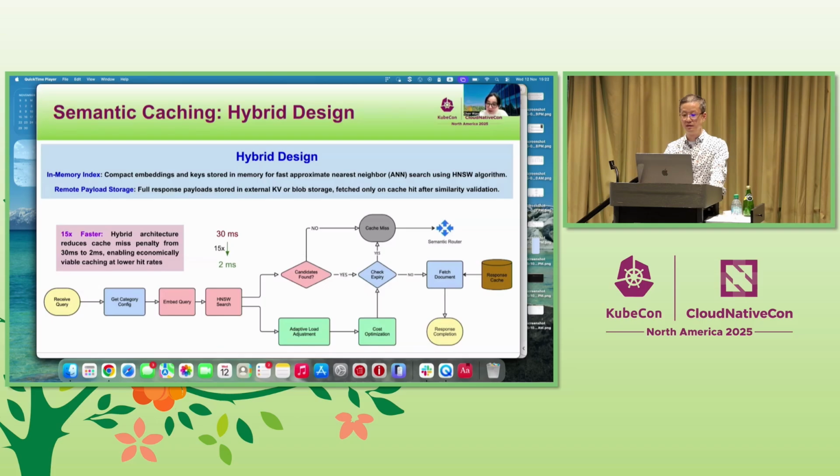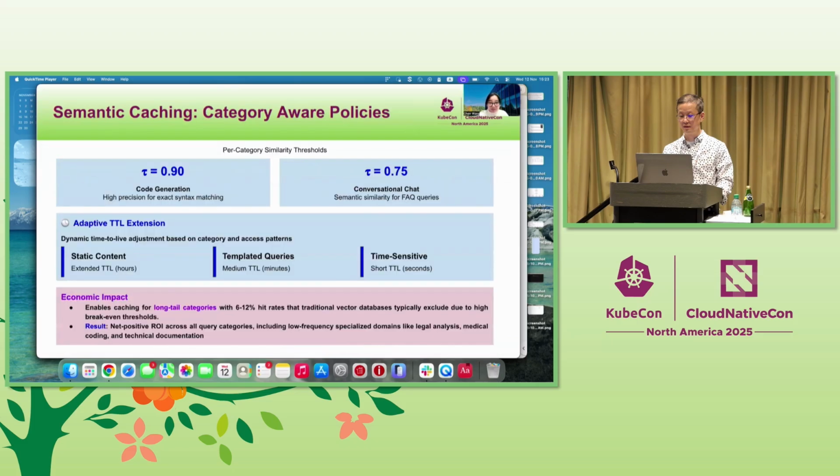This split is critical. It can reduce the average cache miss penalty from about 30 milliseconds, which is typical for a client-server mode vector DB, down to only 2 milliseconds for our local in-memory lookup. So that's a 15 times speedup. This performance gain fundamentally changed the economics of caching. By reducing the miss penalty from 30 milliseconds down to 2 milliseconds, we lower the break-even hit rate to about 1%. So this is a 15 times reduction in the required hit rate for economic viability of caching.